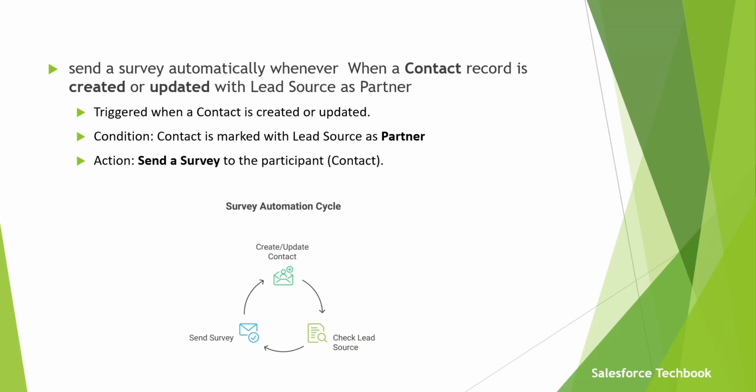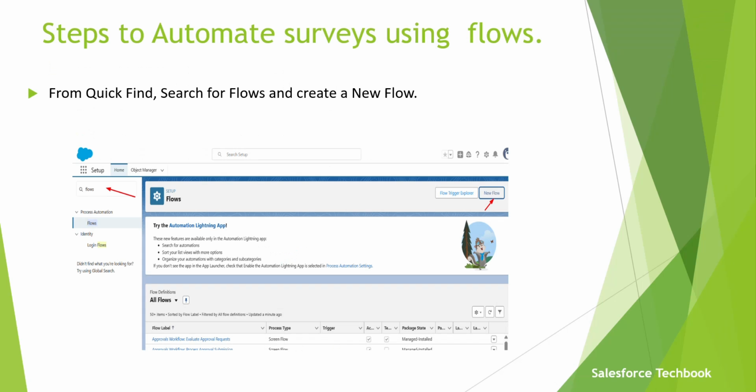Now, here is a use case. We will be sending a survey to a contact once a record is updated. Here are the steps to automate the surveys using Flow.